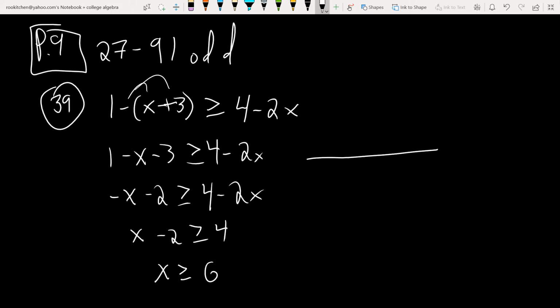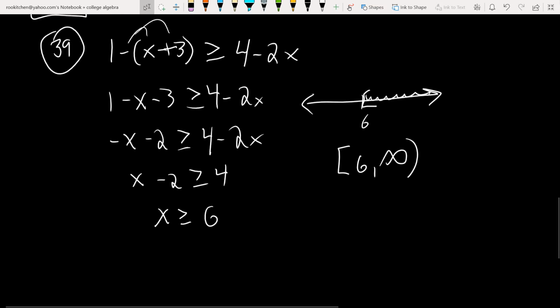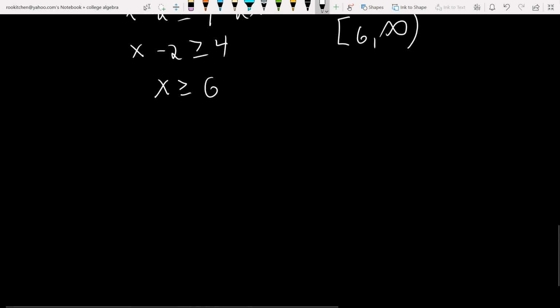And then if you need to do a number line, here's 6. It's everything greater than that. Okay, so it'd be 6 to infinity for your final answer. And yeah, that's it. But be careful. Obviously, if you have to multiply or divide by a negative, you've got to change the direction of that inequality. Okay, so that's the only real difference between this and a linear equation.